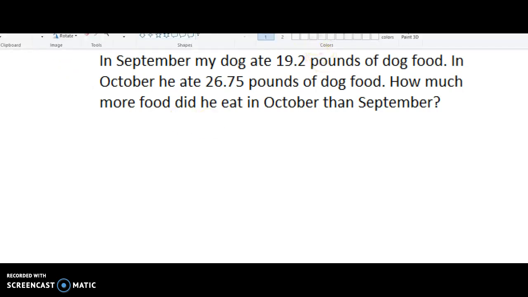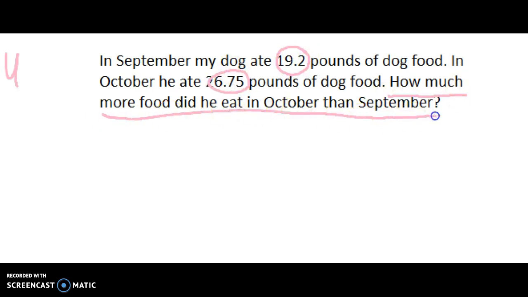To start, I'm going to start with our understand step. So I want to go through and circle any important numbers. And I also want to underline the question, how much more food did he eat in October than September? For plan, I know that the phrase how much more tells me I'm going to subtract. And so now I'll go ahead and solve.